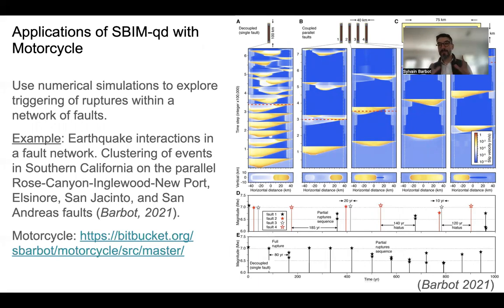And their stress interactions lead to clustering of events that is not observed when they operate in complete isolation. These calculations are done with open source software that is available at this link.